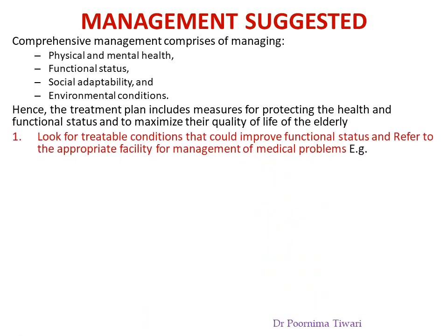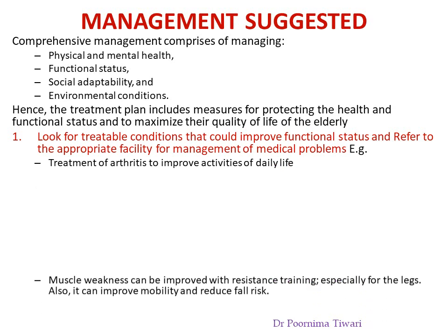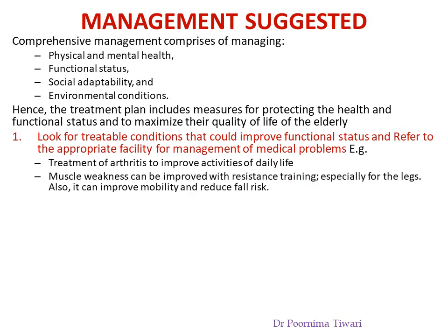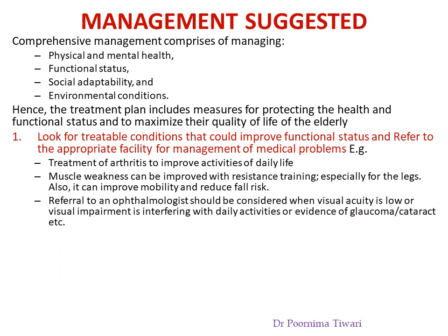Look for any treatable condition which could improve the functional status and refer to the appropriate facility for management of these medical problems. For example, treatment of arthritis. Muscle weakness can be improved with mild resistance training, especially in the legs. This in addition will improve the mobility and will reduce the risk of fall. Refer to an ophthalmologist where visual acuity is found to be low or visual impairment is interfering with daily activities or any evidence of glaucoma or cataract has been detected.